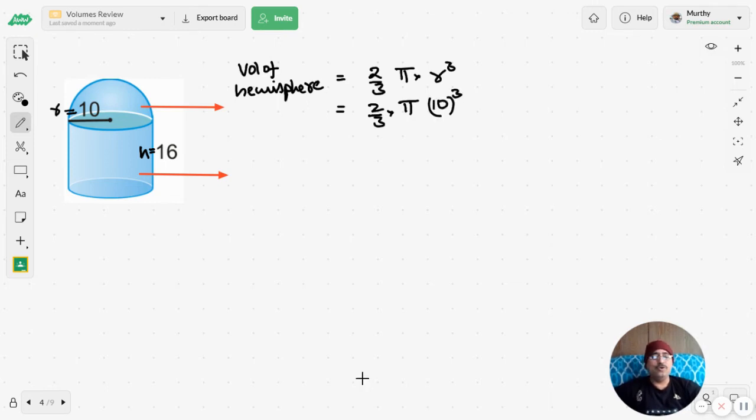You know, 10 cube is 1000. 1000 times 2 is 2000. Let me write the answer here: 2000 over 3 pi cubic units. So I'm done with part 1. And the second one is the volume of the cylinder.